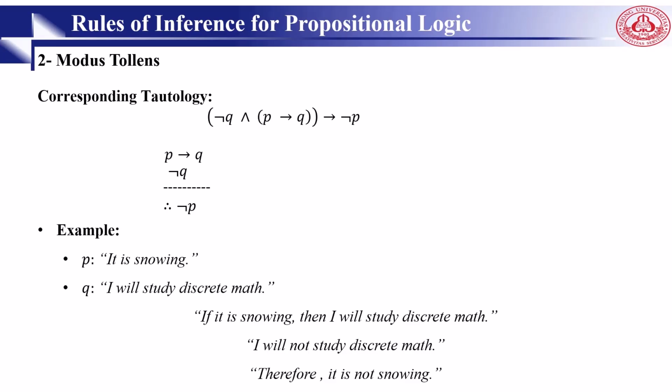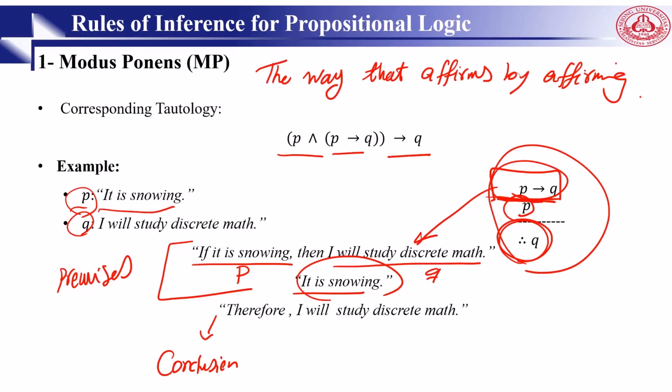Why? Because it's snowing. The next rule is modus tollens. The corresponding tautology for this one is not Q and P implies Q, then not P. What does it mean? If we say P implies Q, but now Q is violated by negation, then we can conclude not P. Simply saying, modus tollens says if a conditional statement is true and the conclusion of this conditional statement is false, then the hypothesis must be false. In modus ponens, we can say if a conditional statement and hypothesis both are true, then the conclusion is true.